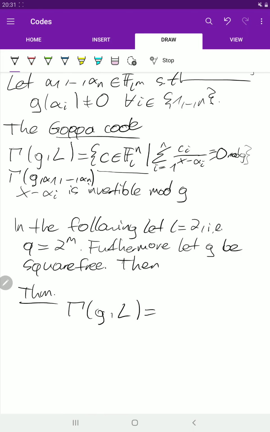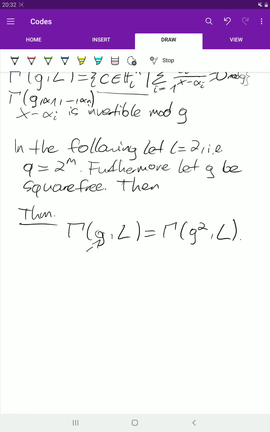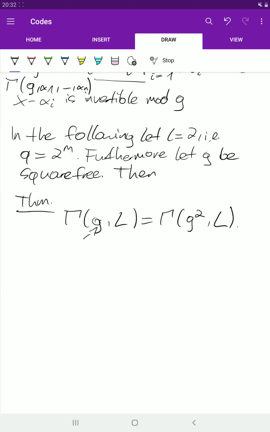So the statement is that in the binary setting, where L is equal to 2 and g is square-free, the Goppa code with respect to g and L is equal to the Goppa code with respect to g squared and L. And we call g the Goppa polynomial. That's just a name we give it. Okay, so now let's prove this theorem.